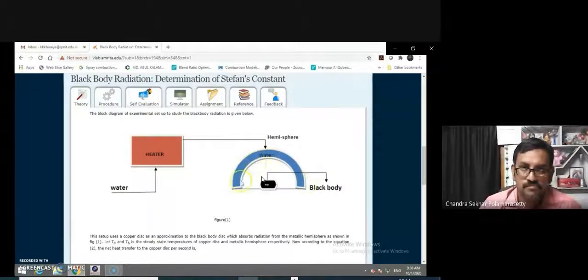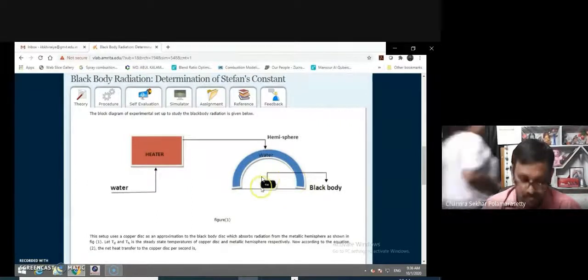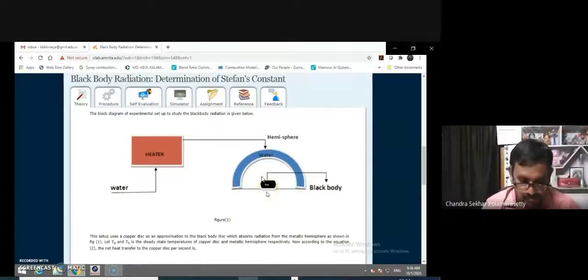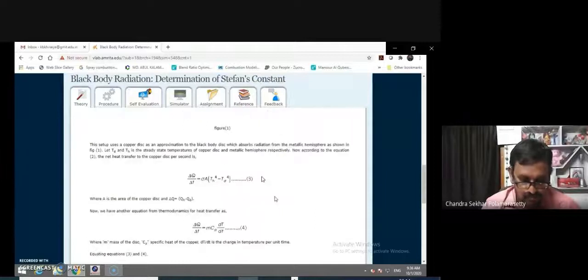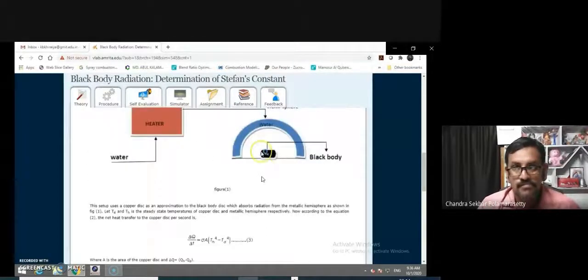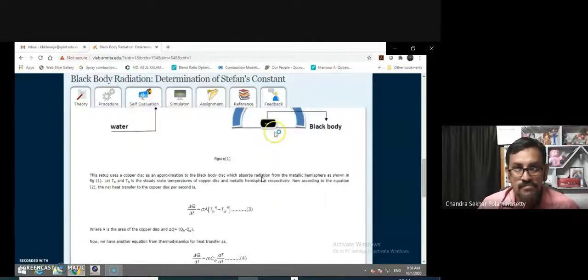Now, let us understand the apparatus. First we fill the water in the heater chamber. Then we start the heater. So the water is heated in this heater. Then we flow the hot water on the surface of the hemisphere so that the temperature of the hemisphere becomes the same as the temperature of the water. And then here we have an arrangement to provide the black body at the bottom of this hemisphere.